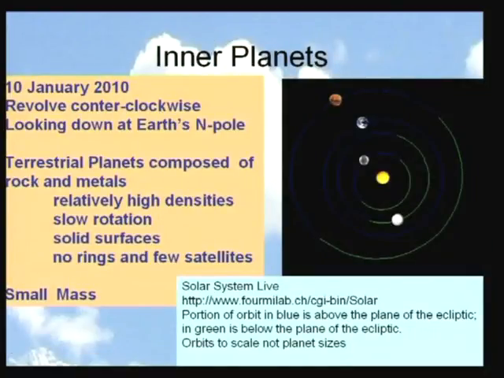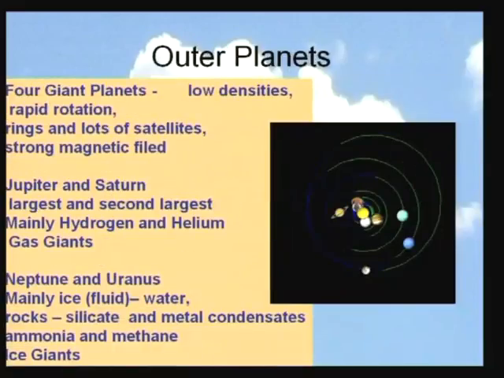So, these are the inner planets. Now, let us discuss the outer planets, of which there again are 4.